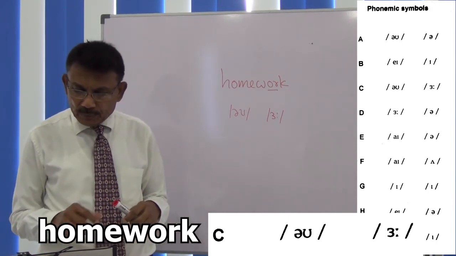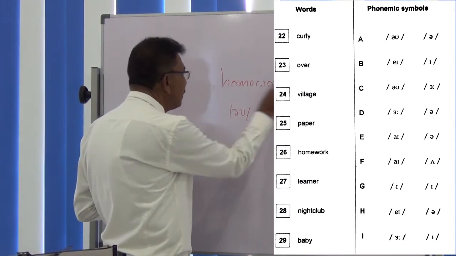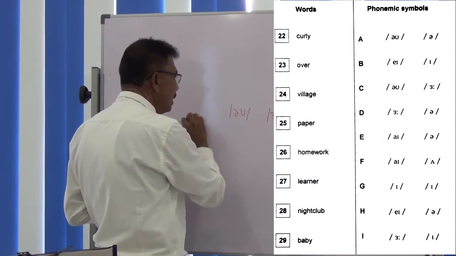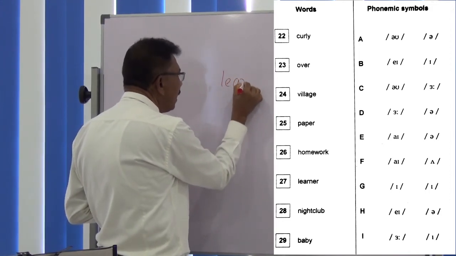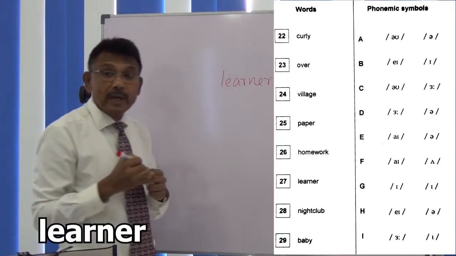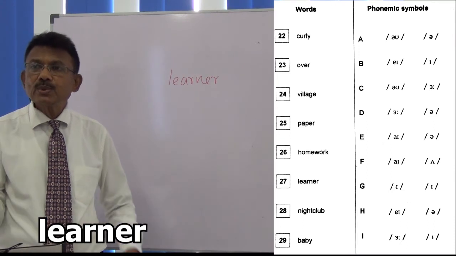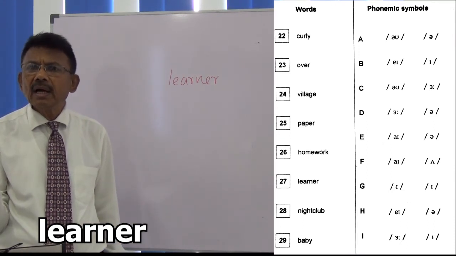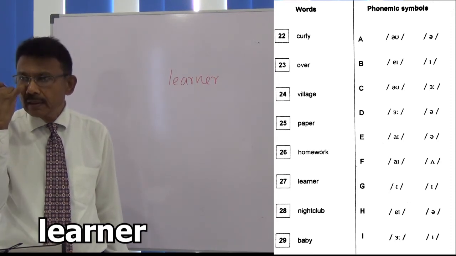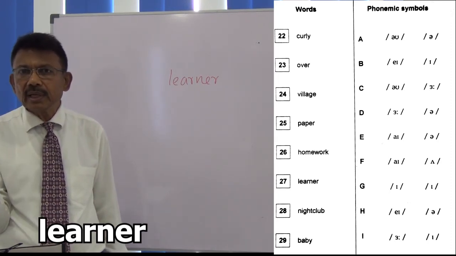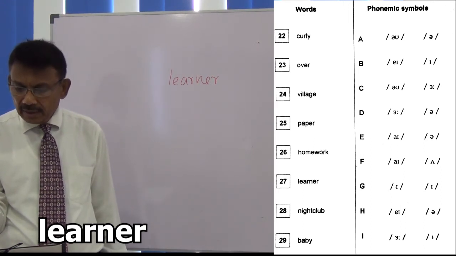So then let's come to the next one. Learner. 27. I shall clean this. Learner. Look at the word carefully and try to pronounce it. How do you pronounce it? Learner. Yes, Kavindi, what did you write? Learner. D.